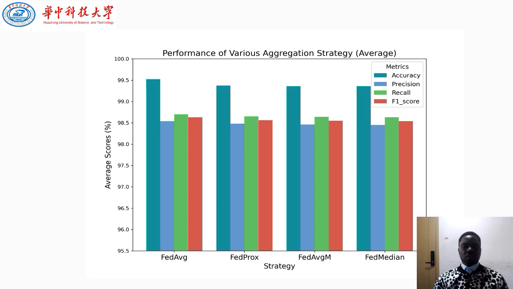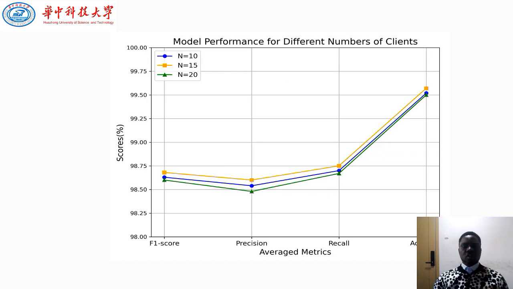So here we look at the federated averaging strategy. We selected the FedAvg strategy while we considered other averaging strategies like FedProx, FedAvg mean, and FedMedian. Also here, to ensure the scalability of our system, we increased the number of clients from 10 to 15 to 20. So we can see that our model maintained a stable performance along the increasing number of clients.